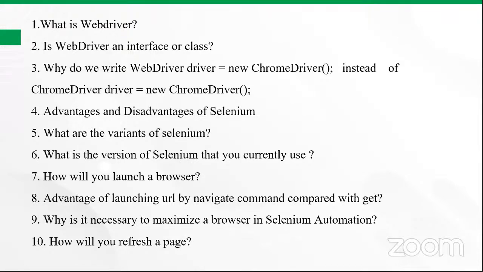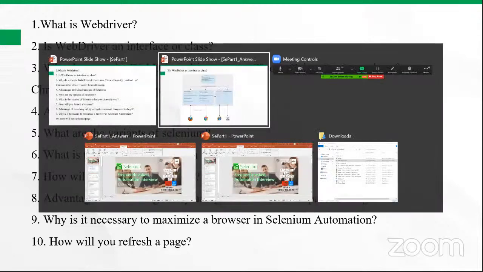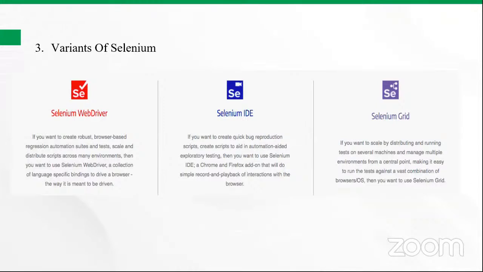So the next question is, what are the variants of Selenium? If you see on the screen, the variants of Selenium are Selenium WebDriver, Selenium IDE, Selenium Grid. Okay, so we'll first talk about what is Selenium IDE. The full form of IDE is Integrated Development Environment. It is actually a Firefox plugin. This was developed first, and it is the simplest framework in the Selenium suite.